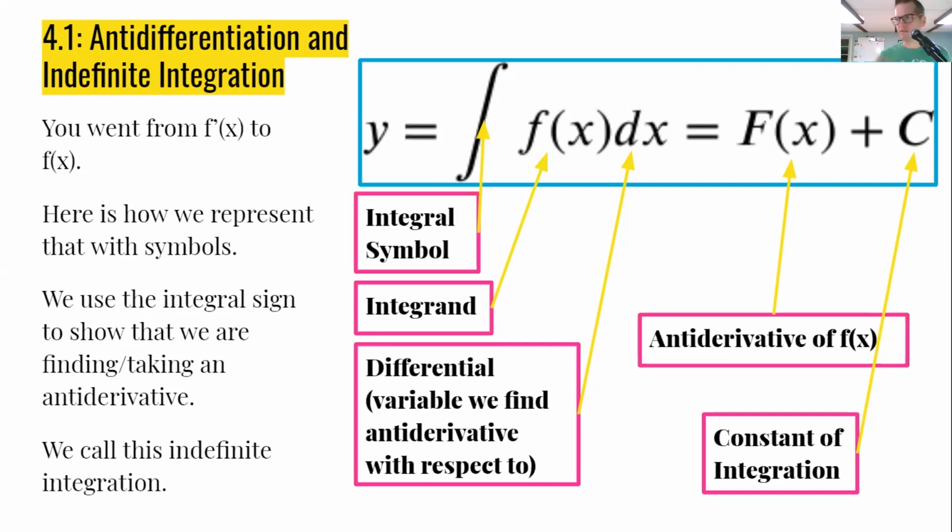It'll just be like, here's f prime of x. What's f of x given that f of 2 is 7? And then you can plug in 2 and 7 and figure out what C is once you do the antiderivative. Not too bad.